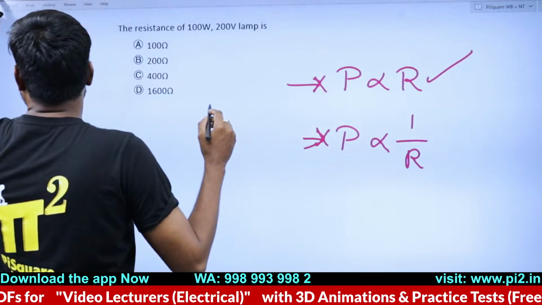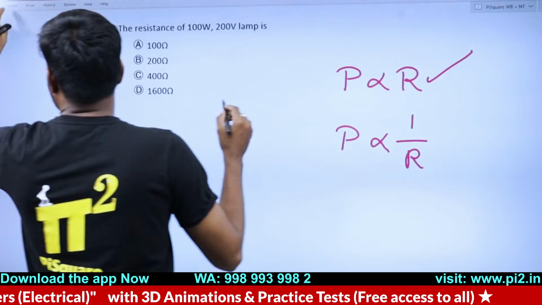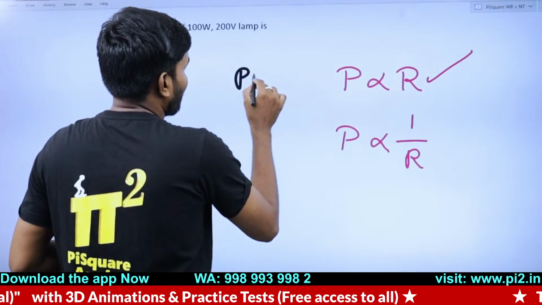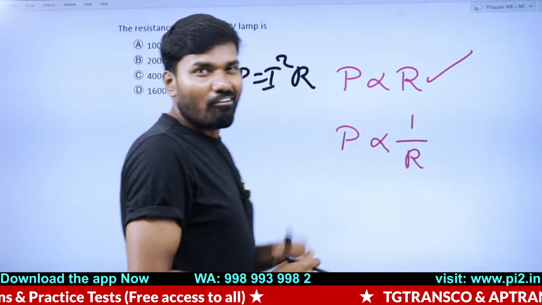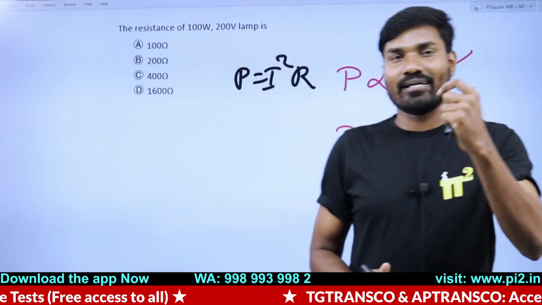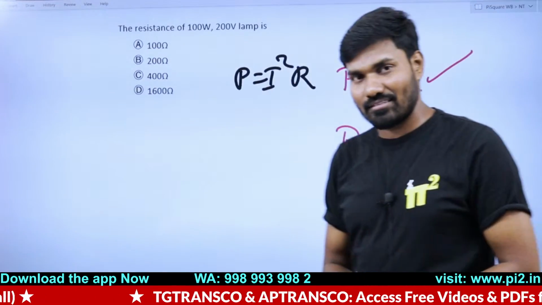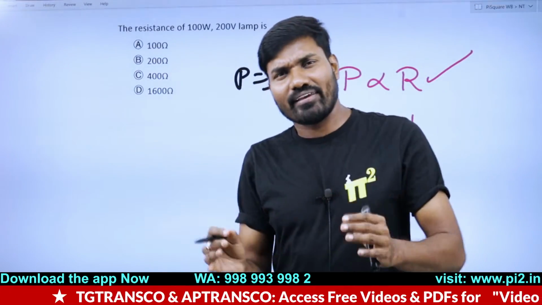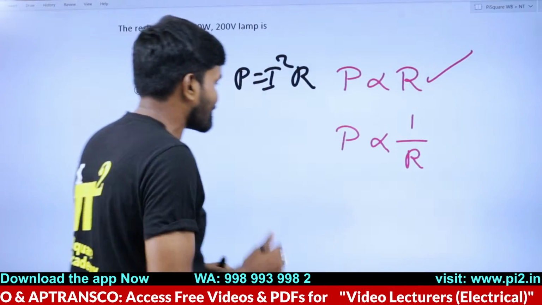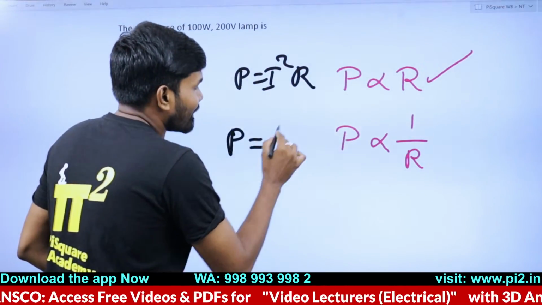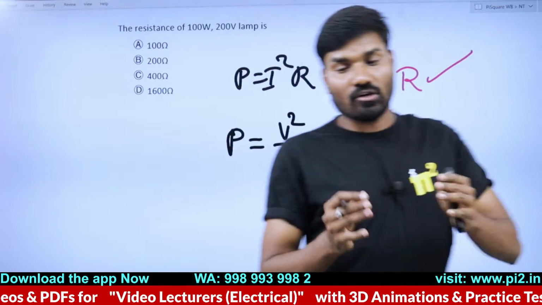Guys, be careful. Don't get confused here. This is true once current is constant. When the current flowing through the element is constant, you can say power is proportional to resistance. It's irrespective of being series or parallel. Of course, series and parallel is a better use case. But power is inversely proportional to resistance when you are keeping the voltage constant.